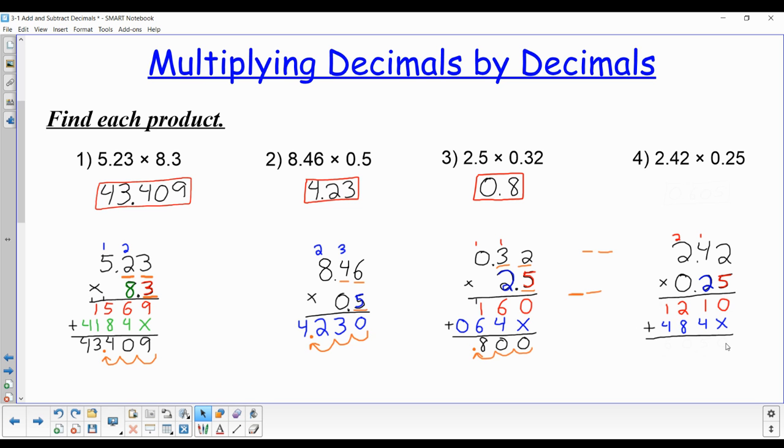0 plus nothing is 0. 1 plus 4 is 5. 2 plus 8 is 10, carry the 1. And then 4 plus 1 is 6. If this was just normal multiplying numbers, I would be done. But it's not. I need to count.